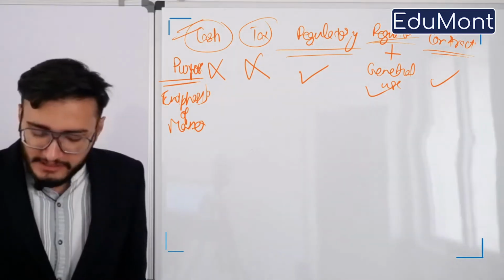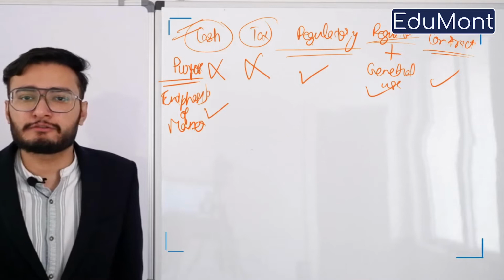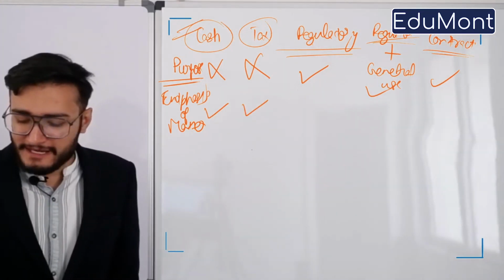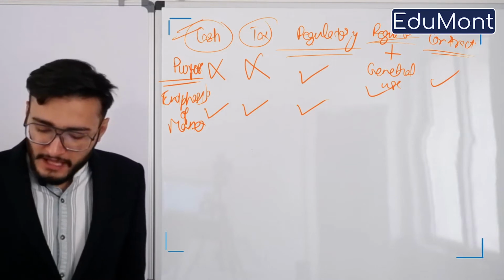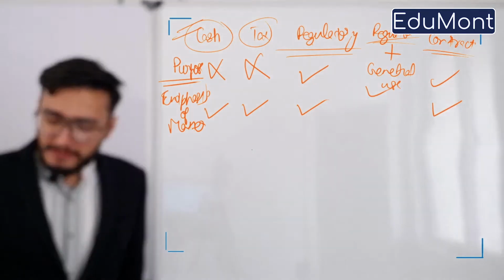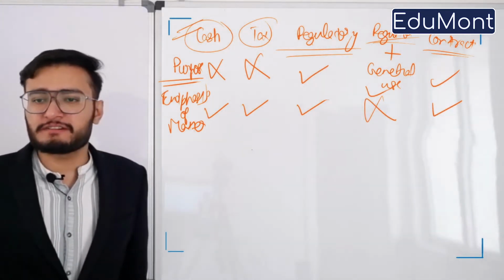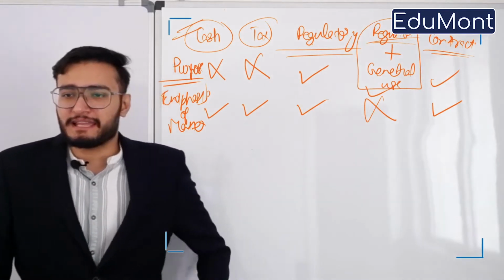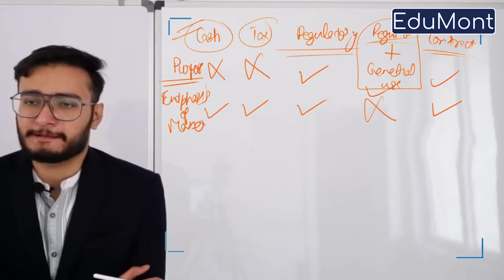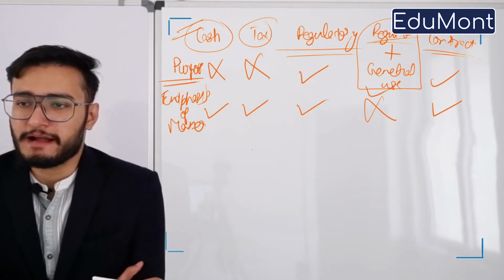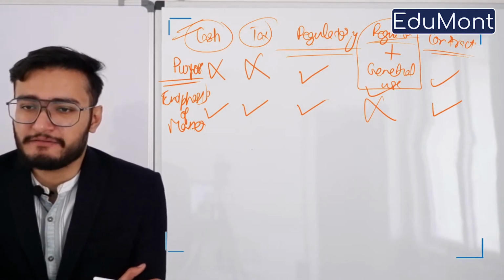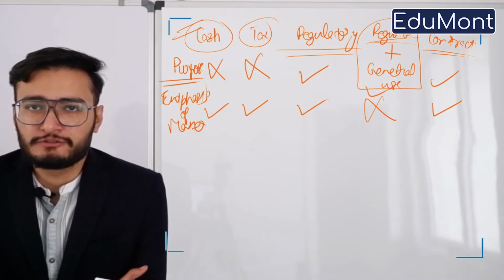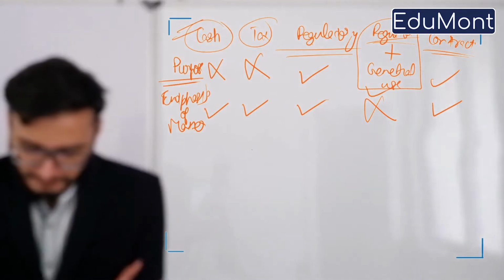In cases of cash-based accounting, we have to use the EOM paragraph. In cases of tax basis, regulatory and contractual too. But in cases of regulatory framework, which can also be used for general purpose, we don't have to use an emphasis of matter paragraph. Can anyone guess why? Why don't we have to use an EOM paragraph in case of a regulatory framework which can also be used for general purpose?